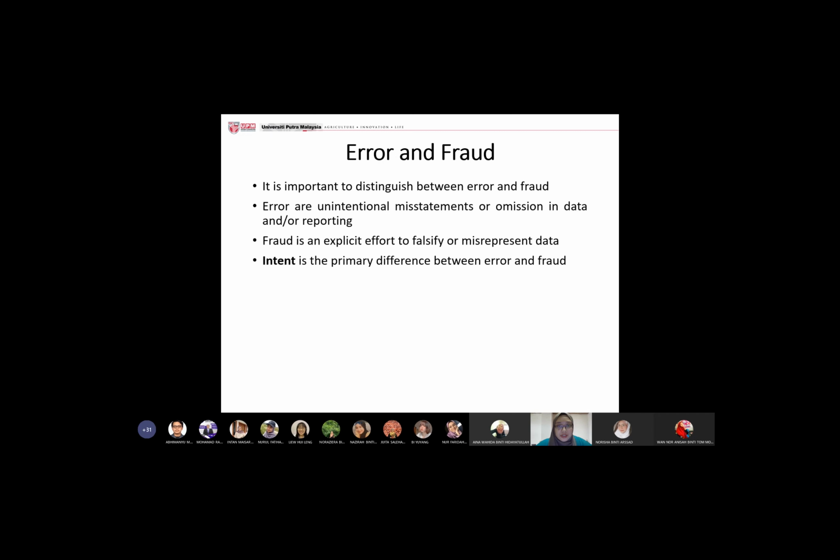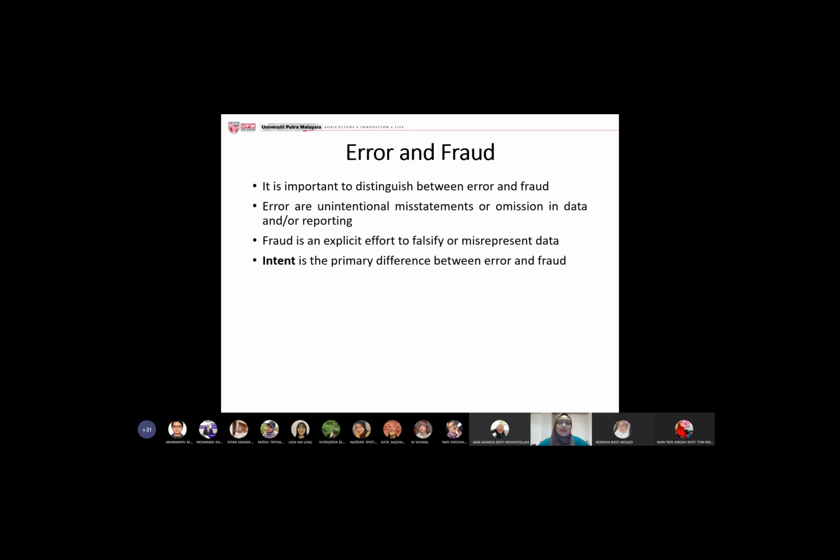Now, error and fraud. So I mentioned error before, okay? It's important to distinguish between these two, because when you look at error, I'm sure that even when you were in high school, when you had to do your lab report, there's always, I don't know if this is still true, but in my time, we did that. So for physics or chemistry, for example, you do the lab and then you make your report. There's always one section where there is error, okay?